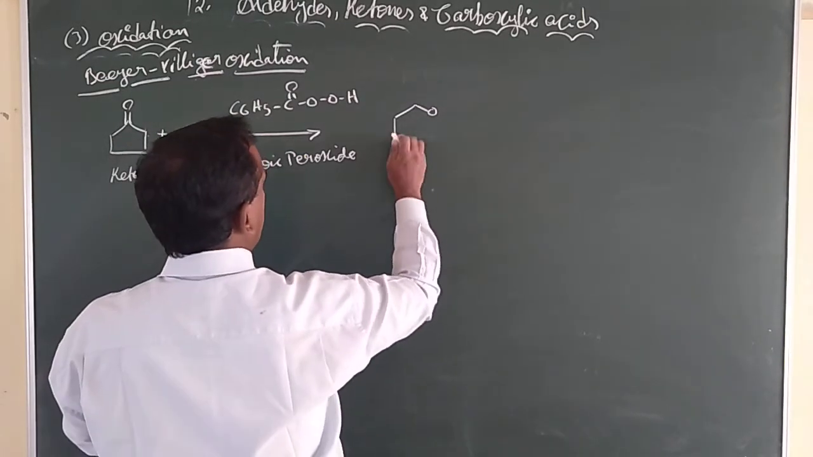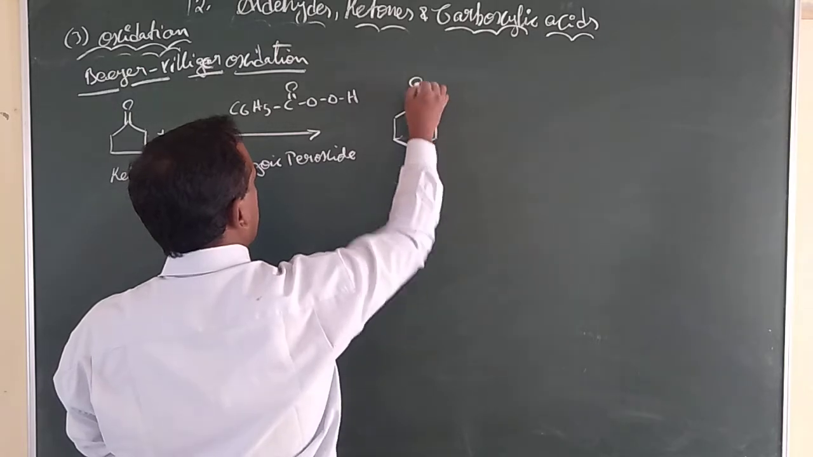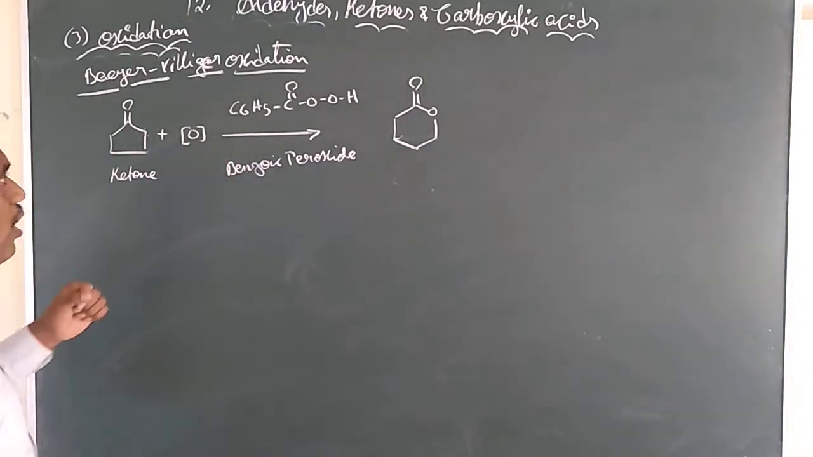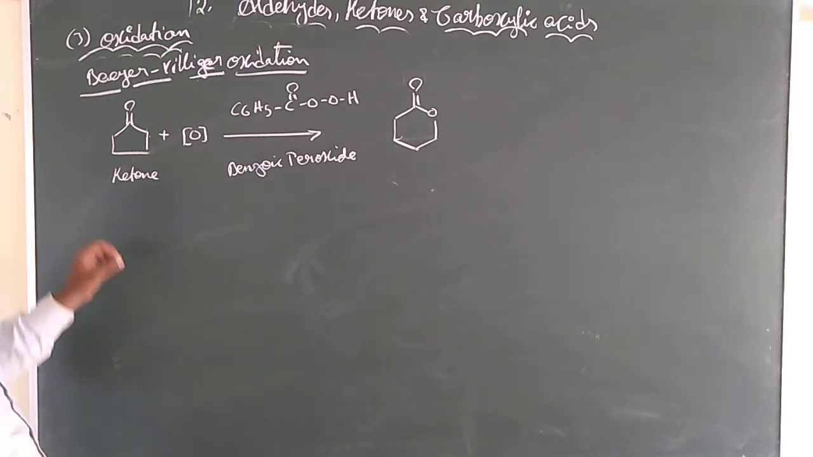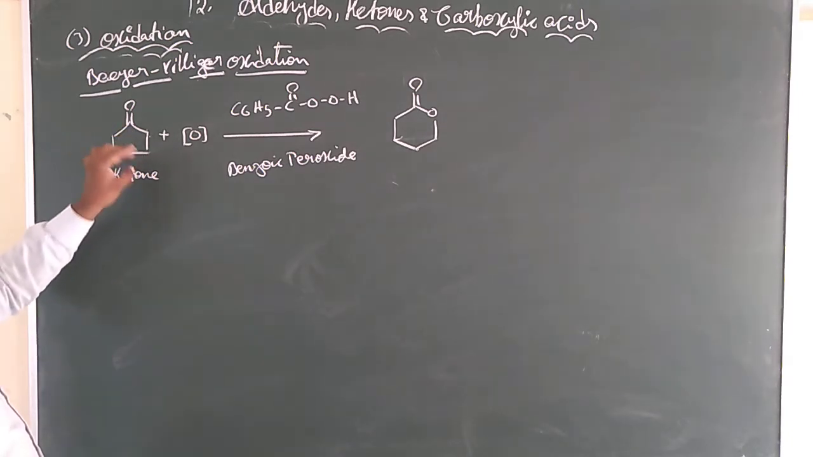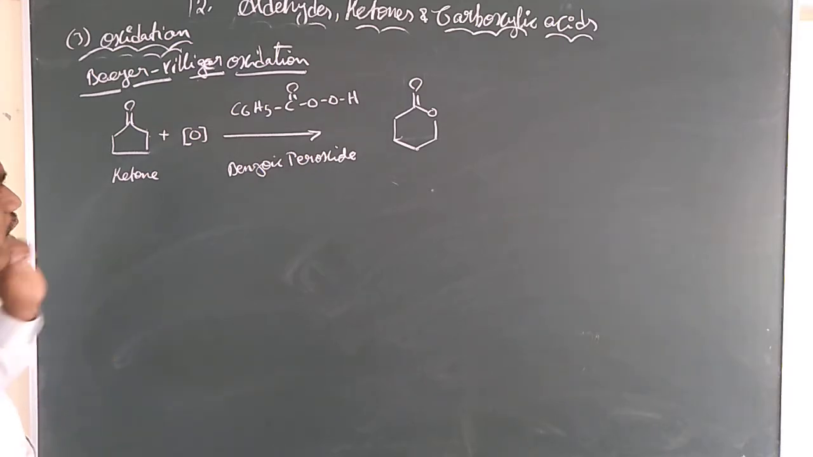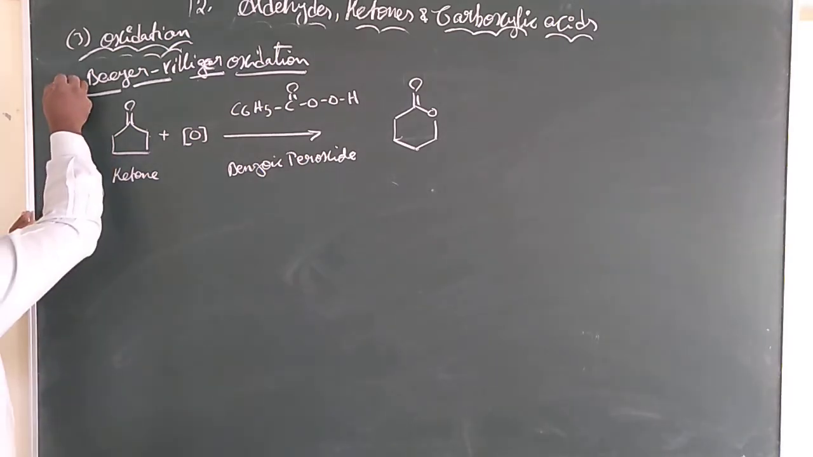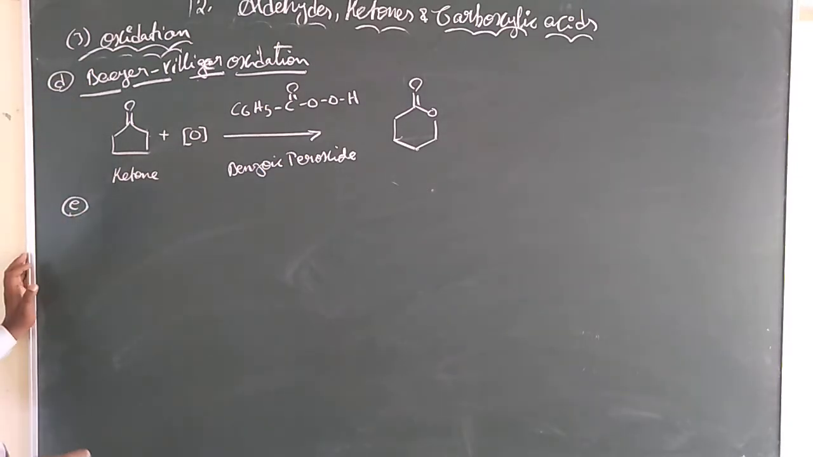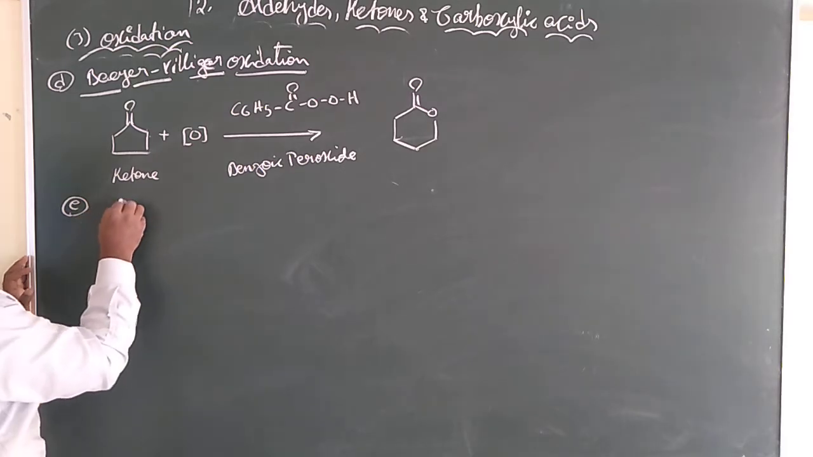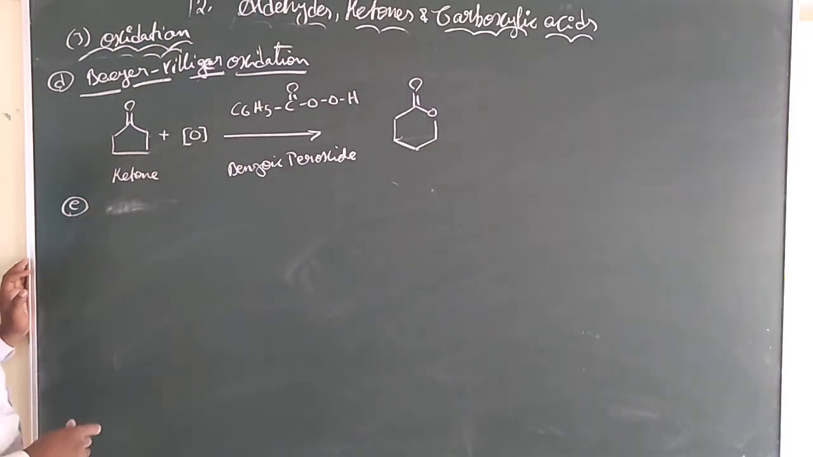So that is resulting in an extension of the ring. That's what we call the Baeyer-Villiger oxidation. Between the ketone and the carbon, one oxygen will be introduced. That's called the Baeyer-Villiger oxidation. Coming to this, the D, and still we have the Perkin reaction, which we can learn later.